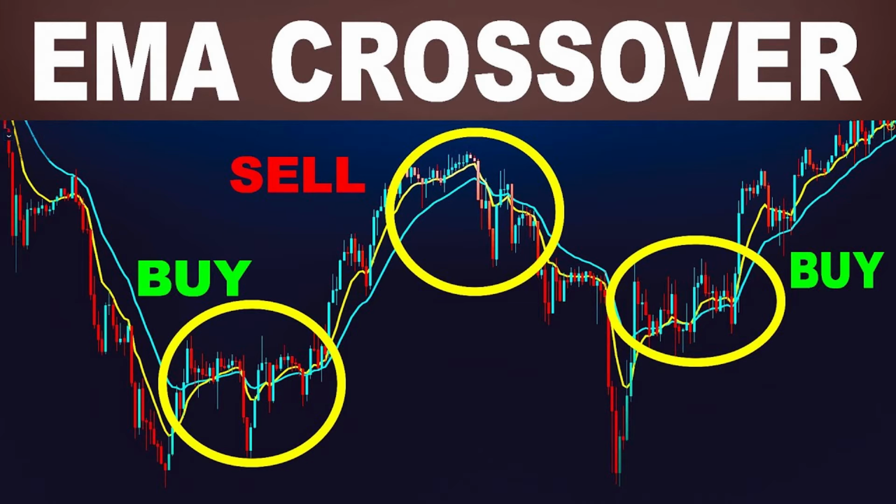When the 50 crosses above the 200, that's a bullish signal, a potential buy. When it crosses below, that's a bearish signal, a potential sell. It's simple but powerful when applied with discipline.